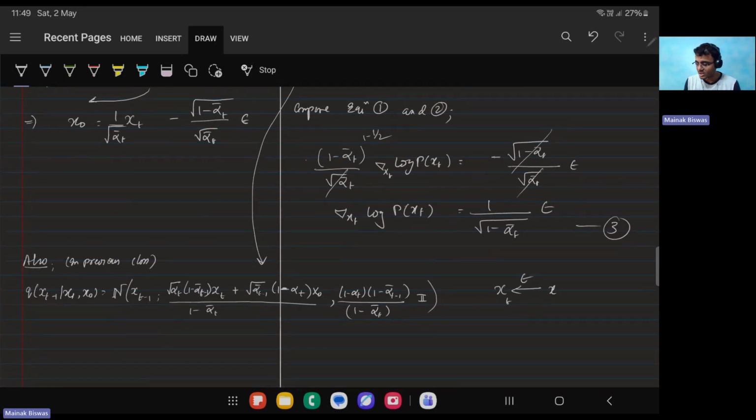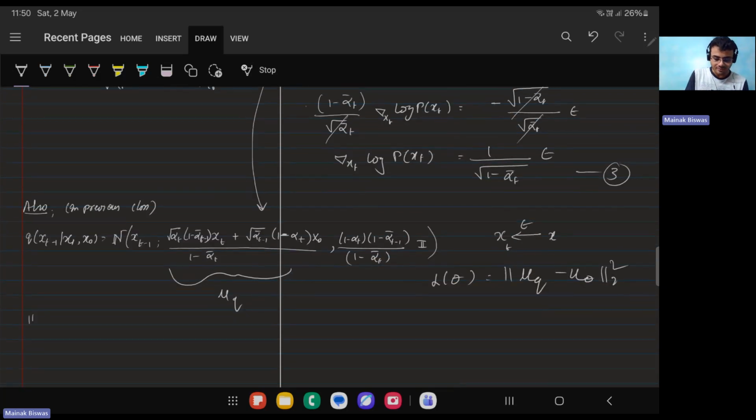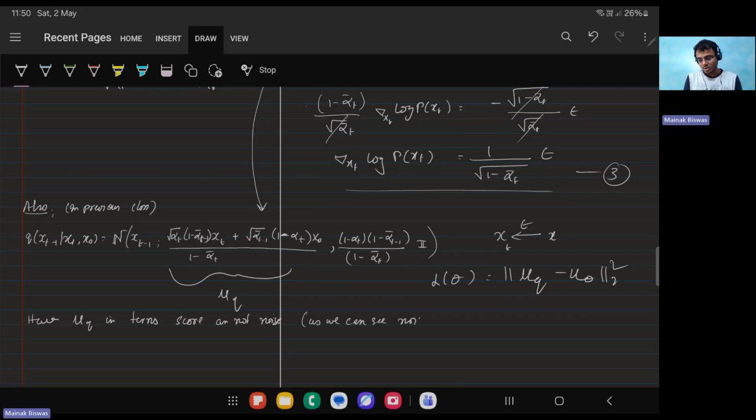We know that the loss function over theta is nothing but mu q minus mu theta, right? And this is my mu q. I want to have a better formulation for mu q in terms of score. The idea is to have mu q in terms of score and not noise. We can clearly see that noise and score are related.